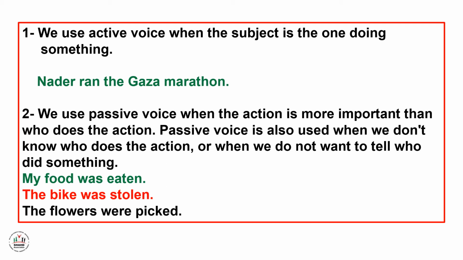We use active voice when the subject is the one doing something. Nader ran the Gaza Marathon. We use passive voice when the action is more important than who does the action. Passive voice is also used when we don't know who does the action or when we don't want to tell who did something. My food was eaten. The bike was stolen. The flowers were picked.